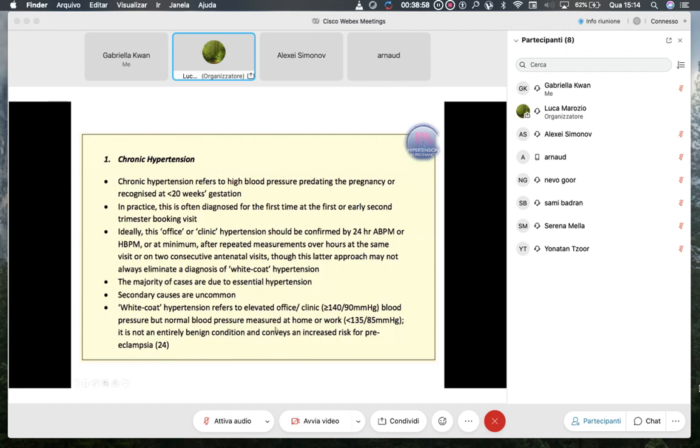And even if these blood pressure values remain at these cutoff levels, 135 and 85 at home, this may not necessarily be an entirely benign condition, because a patient with these blood pressure values may develop hypertension or preeclampsia during the course of pregnancy.